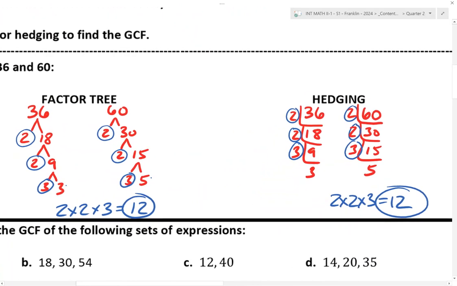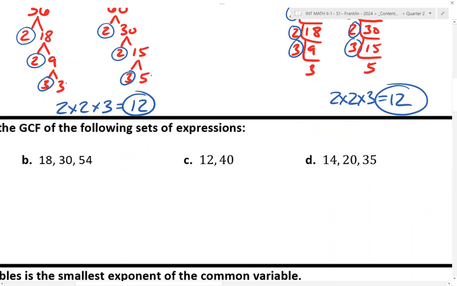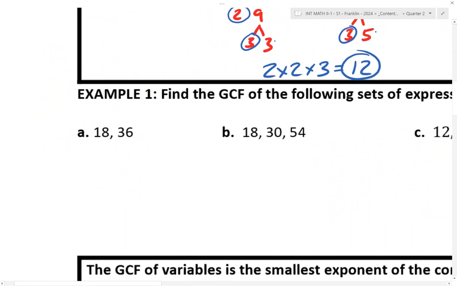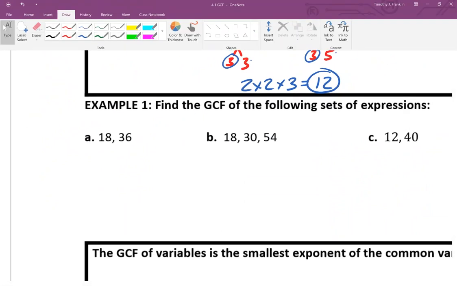Okay, so these are two methods you can use to find the GCF of a set of numbers. You don't have to do this. If you can think of the biggest number, that's fine. Or let me give you an example of a different way you can use this idea in a little bit of faster way. We'll do that next.